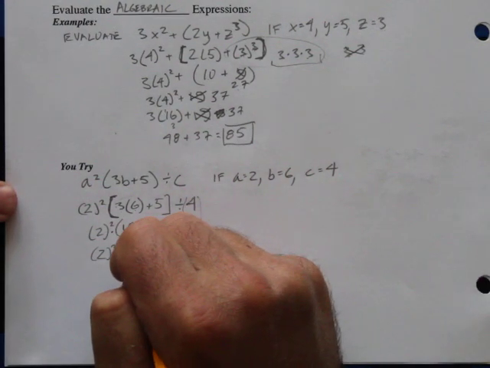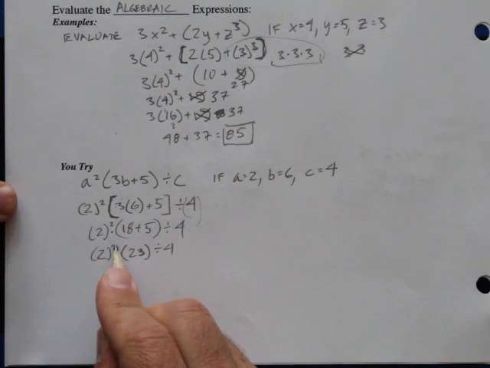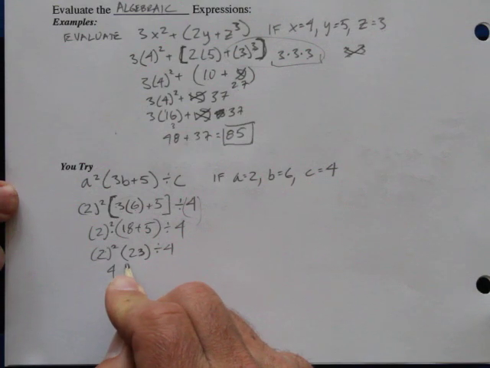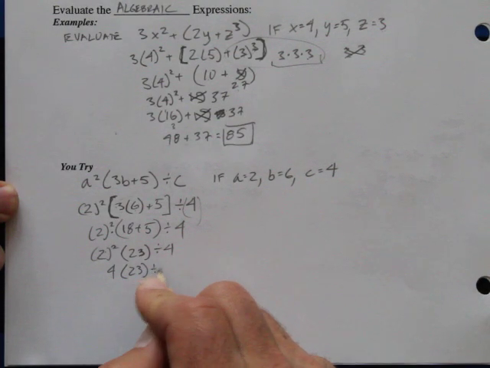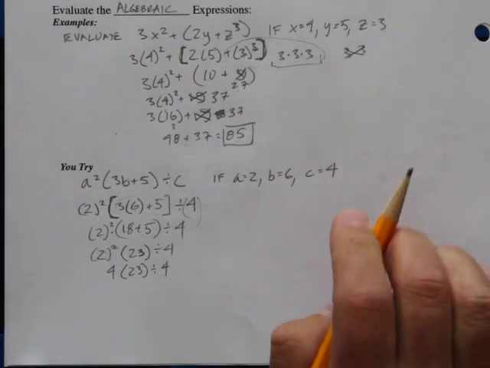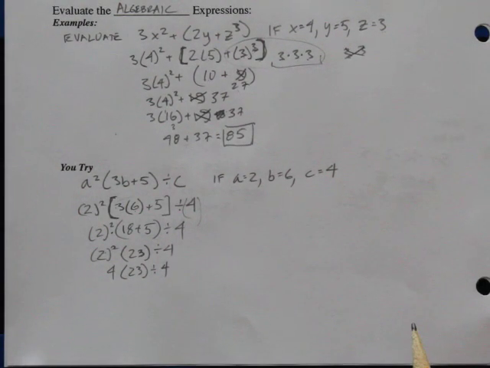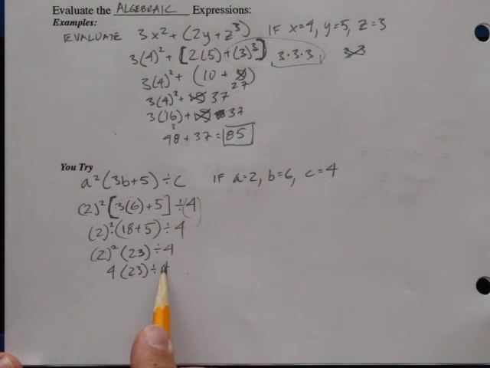Now, I've got to do my exponents. 2 squared is 2 times 2, which is 4. 4 times 23 divided by 4. Okay, I'm going to do this the easy way, but I'll tell you how you might do it the harder way. So 4 times 23 is 92 divided by 4, which is 23. So what I'm going to do here is I'm going to say 4 divided by 4 equals 1. 1 times 23 is 23.